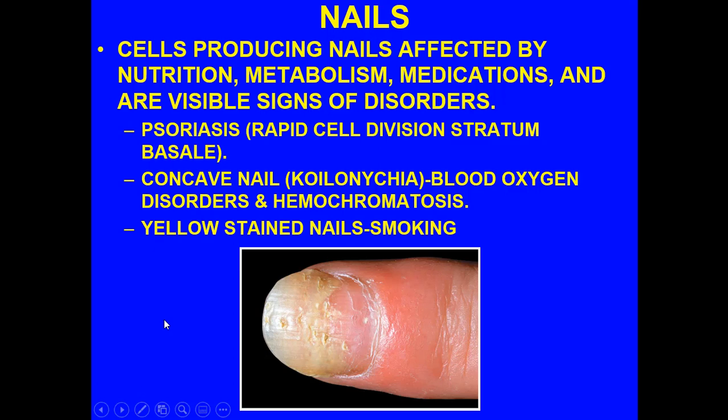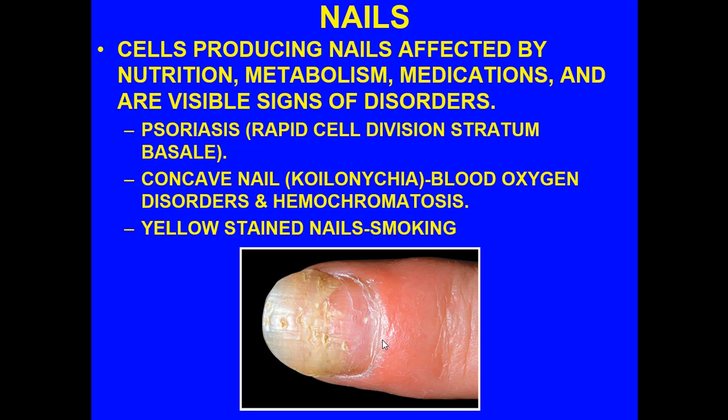Now, nails can give you a lot of information, of medical signs, of nutrition, of metabolism, of what medications the individual is taking. There may be visible signs of disorder. Psoriasis, that's a rapid cell division of the stratum basale. You're going to have a concave nail, that's koilonychia, and that's where you have blood oxygen disorders or hemochromatosis. Wilson's disease, you would have a buildup around the lunula of a greenish pigmentation, and that would be evidence of a buildup of copper in the system.